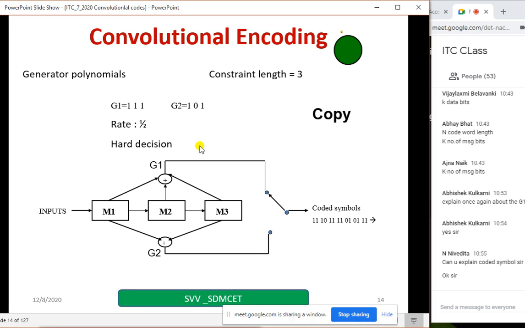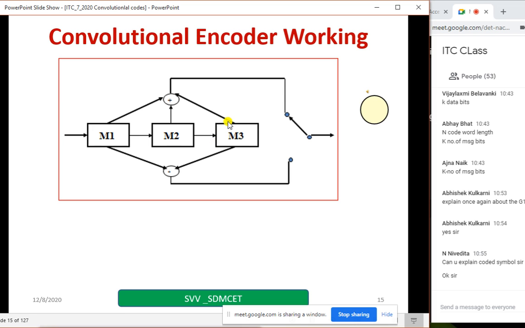Let me go to the next part. Convolution encoder working we'll discuss now. Just now Nivedita asked how you will get that output. Those we are going to discuss now.